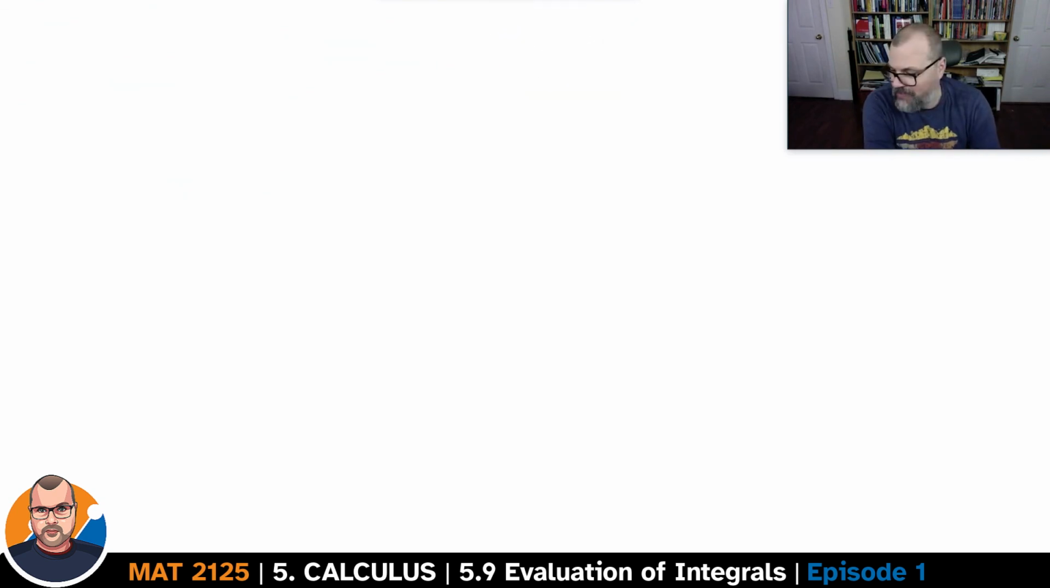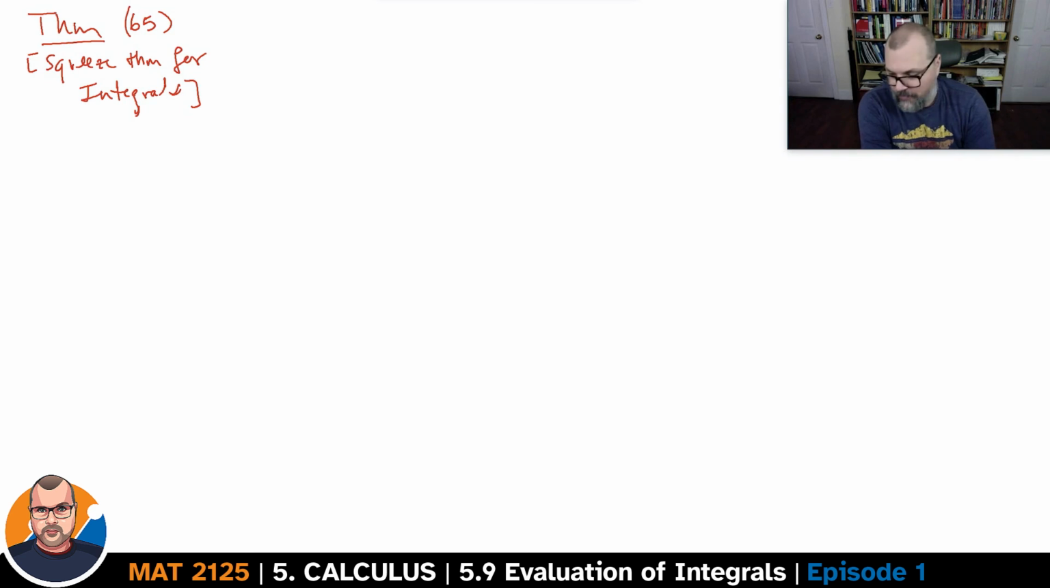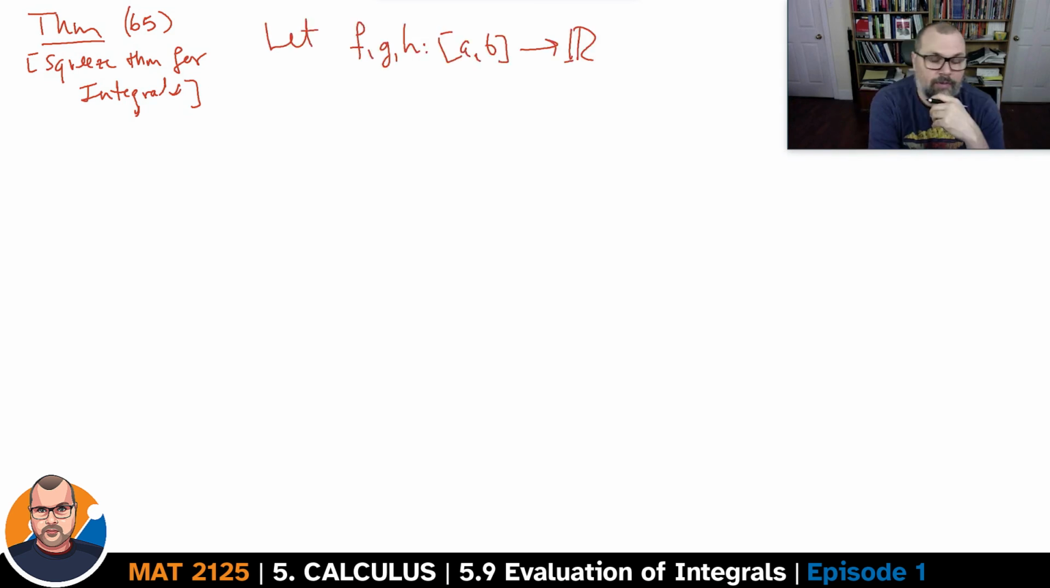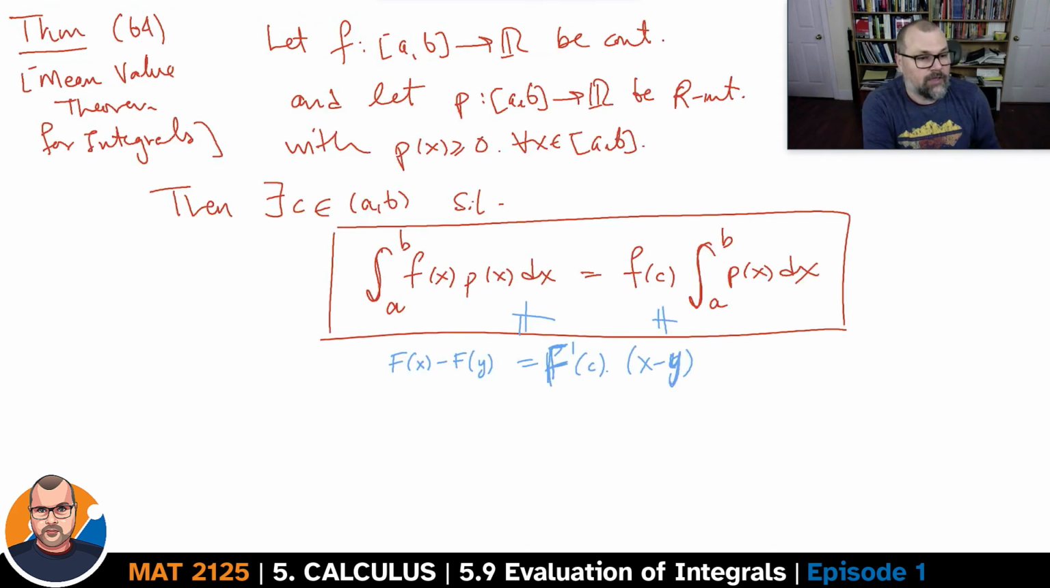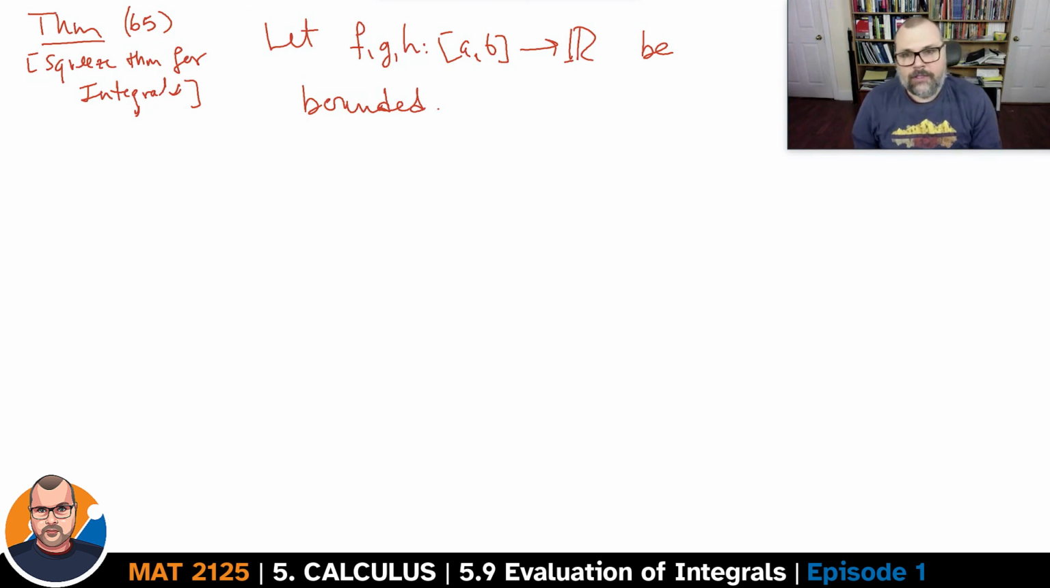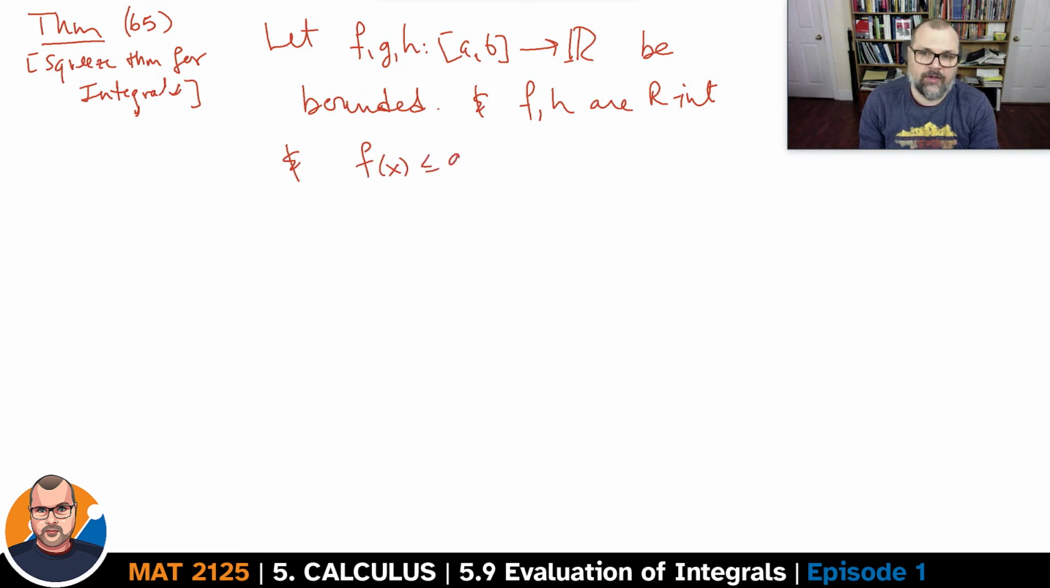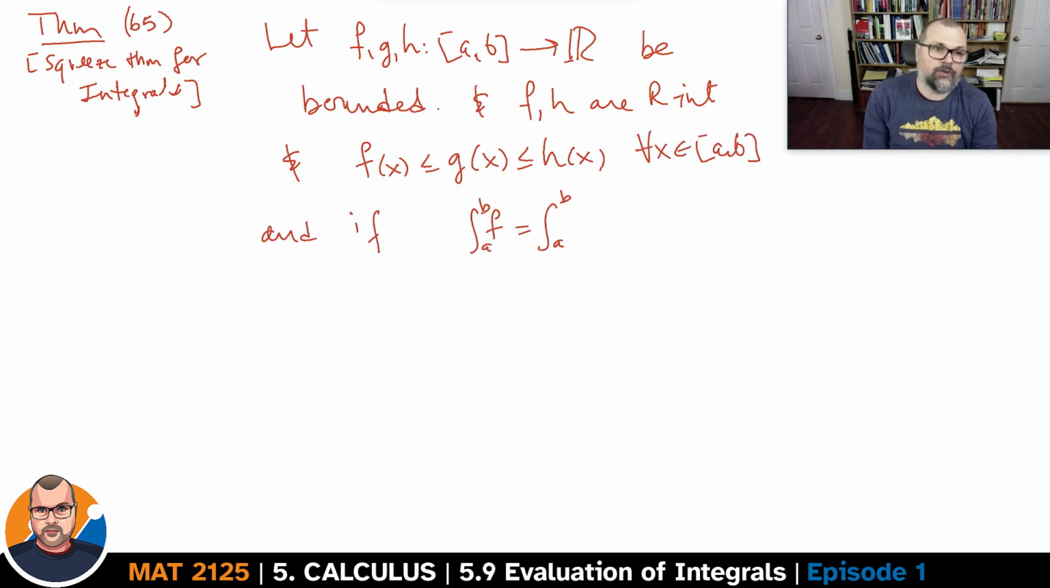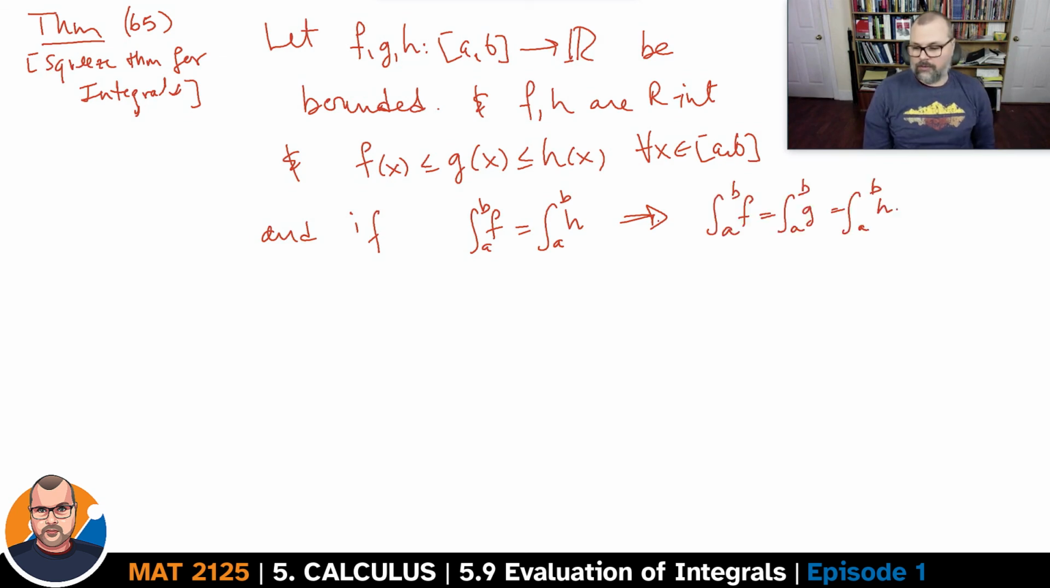And finally, a squeeze theorem for integrals. Let's say you have some interval ab and three functions from ab to the set of real numbers, all bounded. Is it sufficient to be bounded to have Riemann integrability? If they're all bounded and f and h are Riemann integrable, and f at x is smaller than g at x, which is smaller than h at x, for every x in the interval ab, and if the integral of f over ab is the same as the integral of h over ab, then you can conclude that all three integrals take on the same value, in particular that g is integrable.